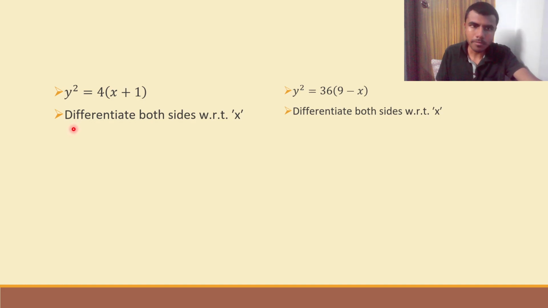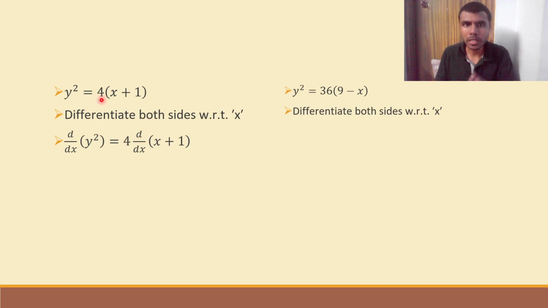So derivative of y square equals, observe here, 4 into derivative of x plus 1, because 4 is a constant, it can be kept outside of the derivative. Likewise, here also derivative of y square equals 36 into derivative of 9 minus x. Okay.